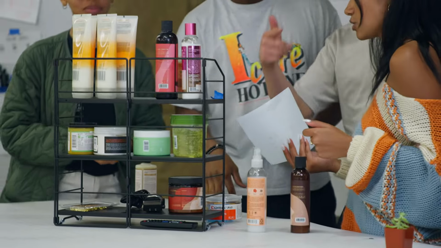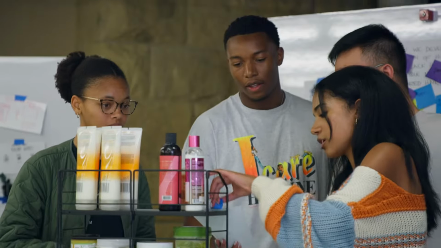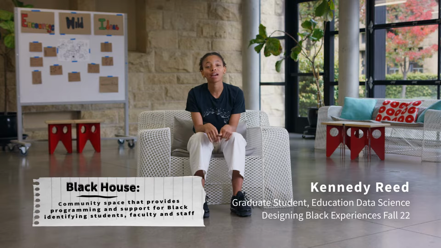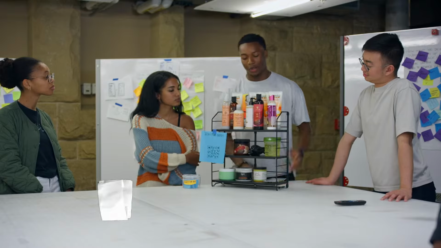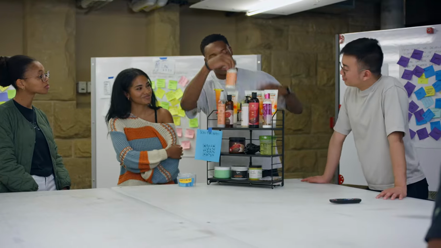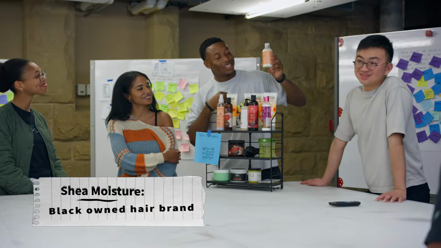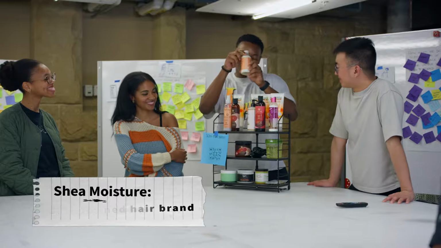And prototyping is so important because it allows you to gain a lot of information, expose those assumptions to see if your prototype is actually gonna work. We created a prototype based off of the need for access to products. So we're putting a shelf in the Black House so students have access to things that they need on a daily basis for their hair. As you see, we got everything you need. Got some Shea Moisture curling styles here. Yeah. Maybe you need that.